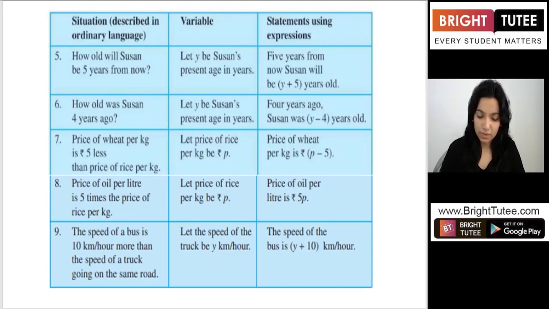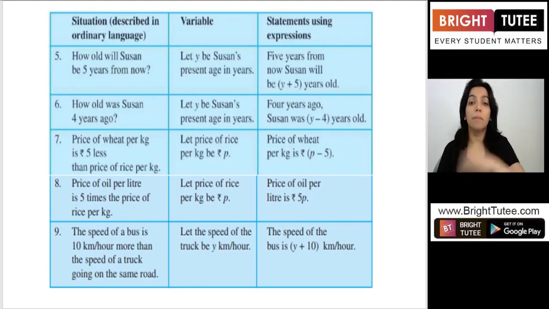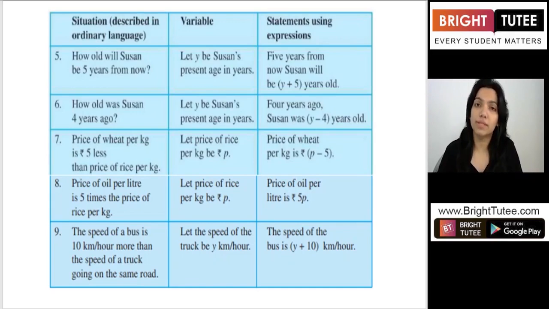Okay. The last one is: the speed of a bus is 10 kilometers per hour more than the speed of a truck going on the same road. So if we assume that the speed of the truck is Y kilometers per hour, then the speed of the bus will be 10 more than Y, right? So it is Y plus 10 kilometers per hour.